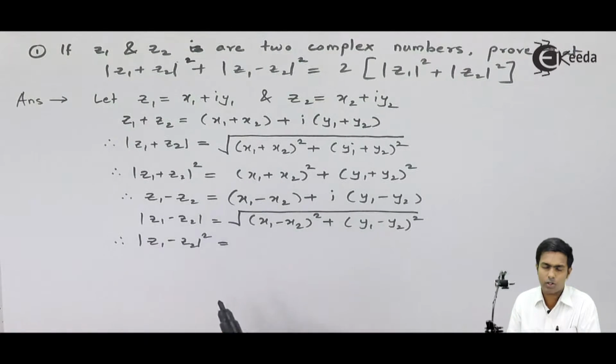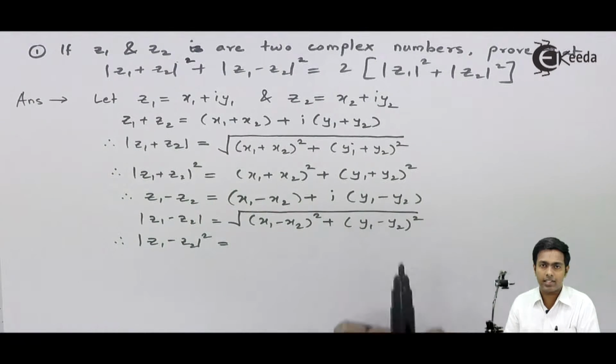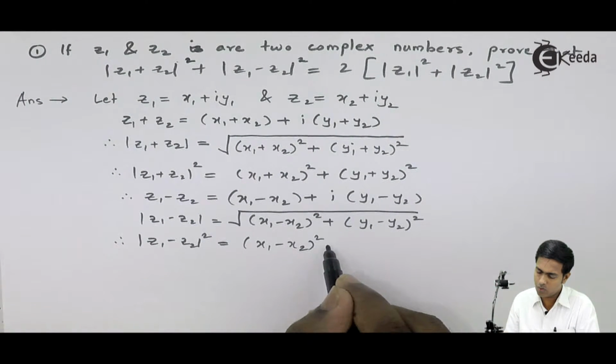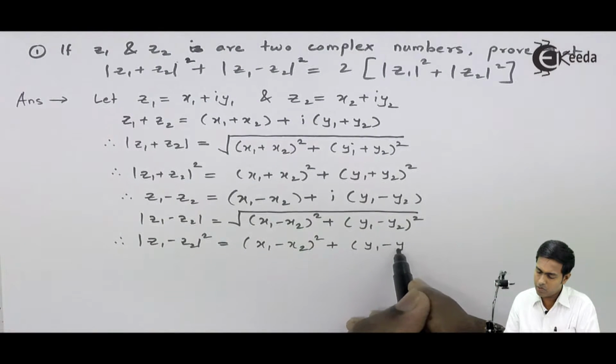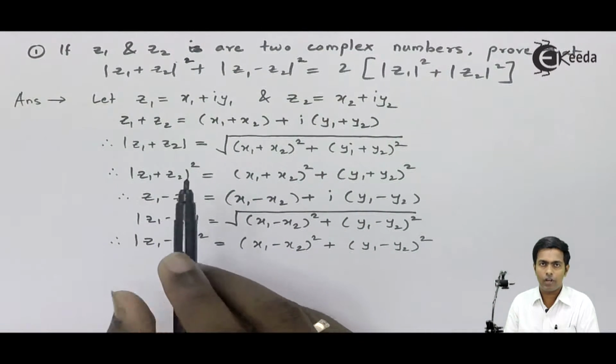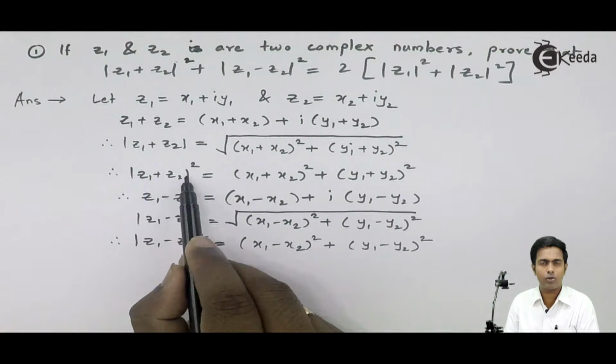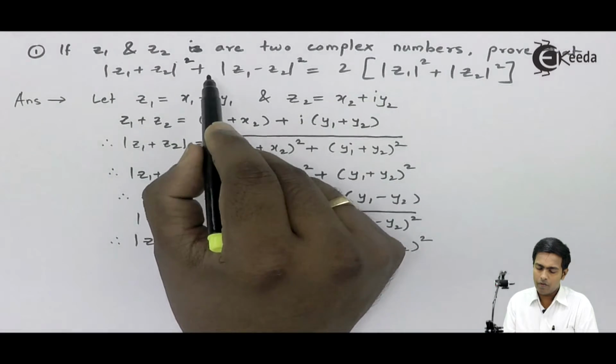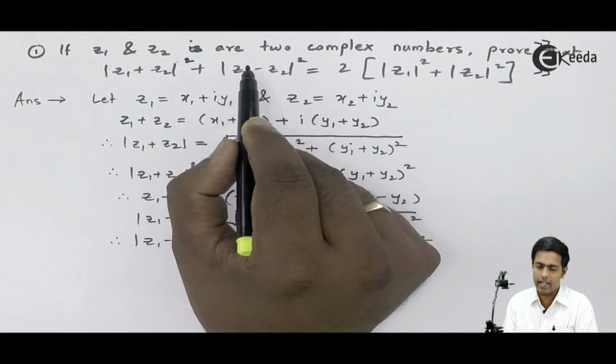So I need to take square on both sides. So here square root and square will get cancelled out and we will get x1 minus x2 the whole square plus y1 minus y2 the whole square. So we got both the values, Z1 plus Z2 mod the whole square and Z1 minus Z2 mod the whole square. Now we will add them so that we will get LHS.